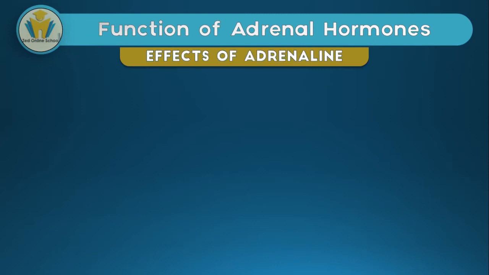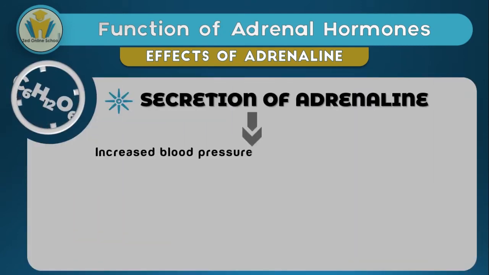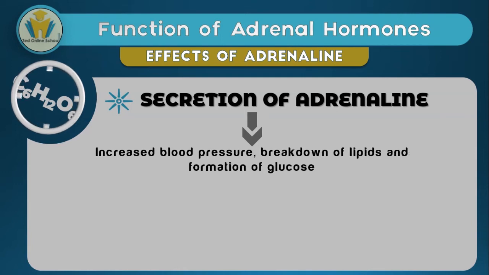Adrenaline, as you can remember, is a hormone secreted by the adrenal medulla. What does it do? The secretion of adrenaline is going to bring about increased blood pressure, increased breakdown of lipids, and the formation of glucose. So you might think adrenaline and cortisol are kind of similar in their functioning. Yes, you won't be wrong by thinking about that.